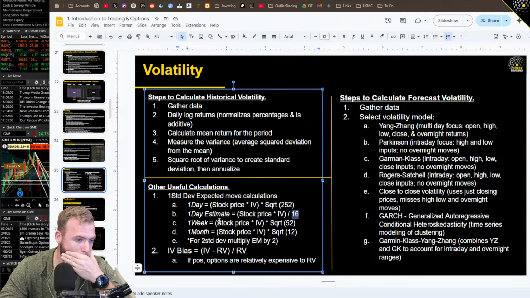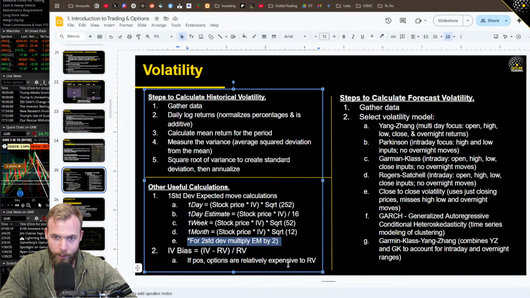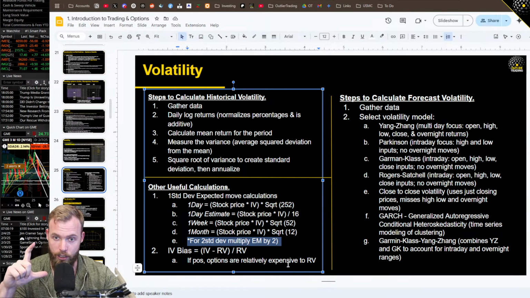Then you can look at 1 week volatility by taking, instead of the square root of 252, the square root of 52, and 1 month by taking the square root of 12. Then, as we talked about before, we can calculate different standard deviations by taking the expected move. For 2 standard deviation, you multiply the expected move by 2. For 3 standard deviation, you multiply the expected move by 3. Obviously, it's going to increase the range of the expected move, but then it'll increase the probability of it falling within that range, the standard deviation that expected move will cover.